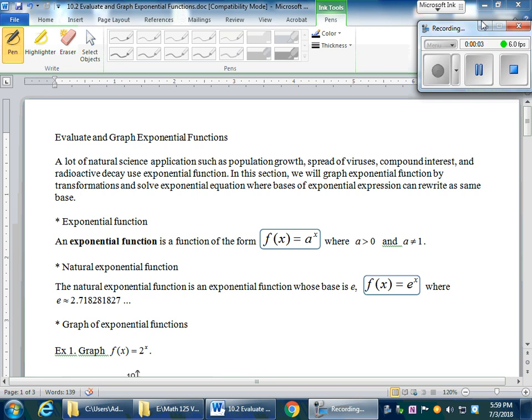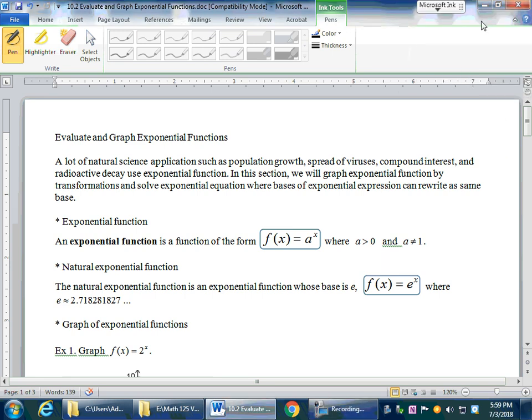10.2, evaluate and graph exponential functions. A lot of natural science application problems will use exponential functions in formulating and computational parts. Fundamental ones that you're going to see right away in later sections talk about population growth, chemical decay, and compound interest, all of those. We'll see it in later sessions.